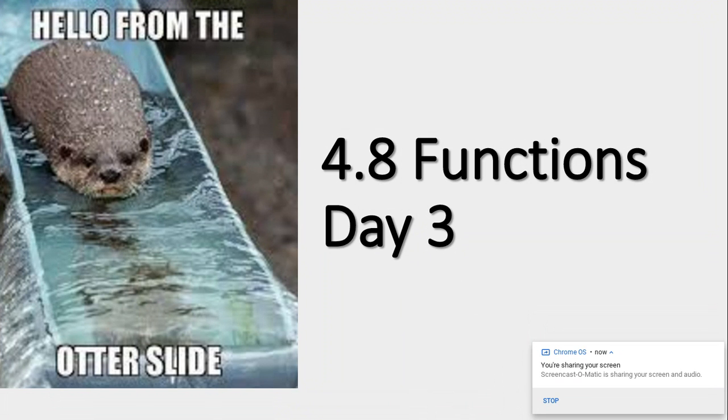So today we're going to finish up talking about functions. You have a quiz on functions on Wednesday. On Tuesday, we will talk about slope-intercept form some more. So here we go.